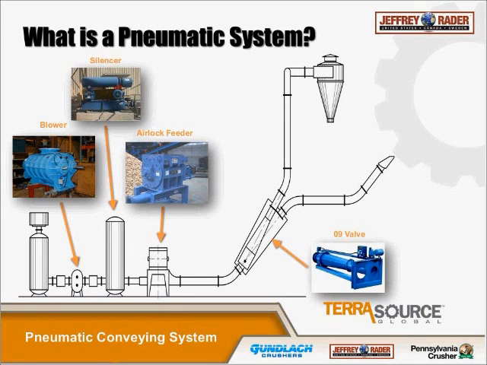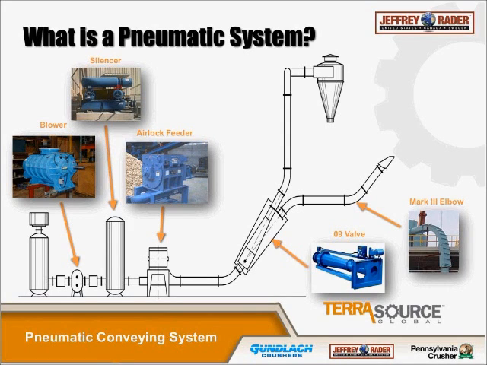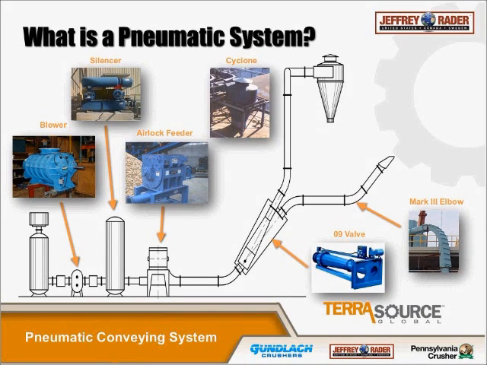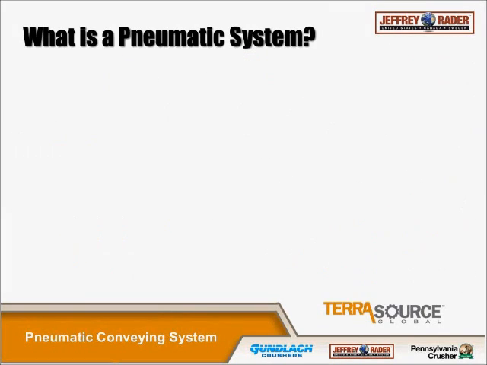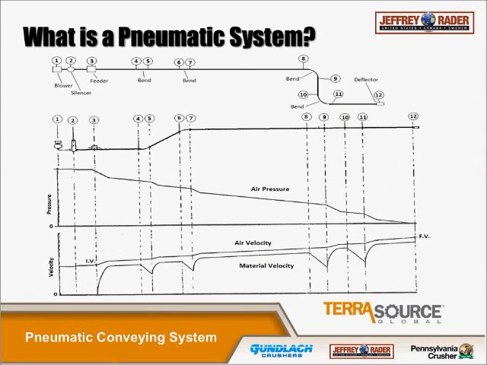It might include a diverter valve for multiple discharge points. There should be some elbows in the system. You might have a cyclone, which is useful for discharge into a bin, and you might also have a deflector nozzle, which blows into a pile. These are just some examples. We'll get into some of those other discharge devices later.